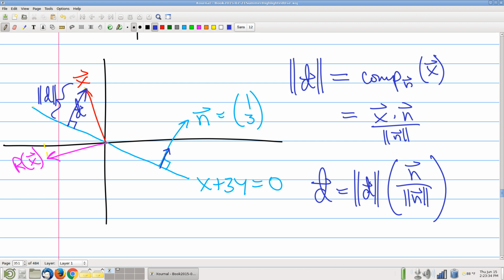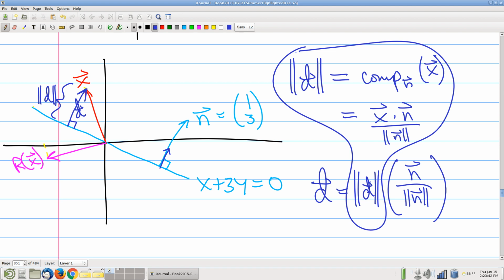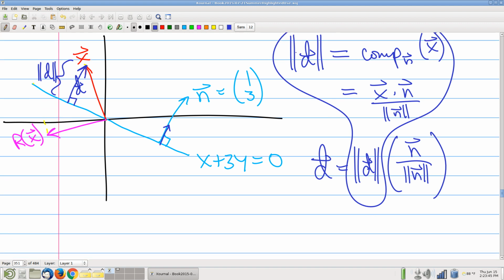So taking that and multiplying by that, d is equal to x dot n over the magnitude of n squared times n. How are we doing? Everybody on board? Okay. And we know what the n vector is: 1, 3. So this is a little formula that you can use.